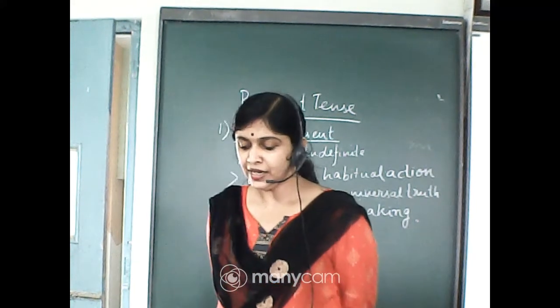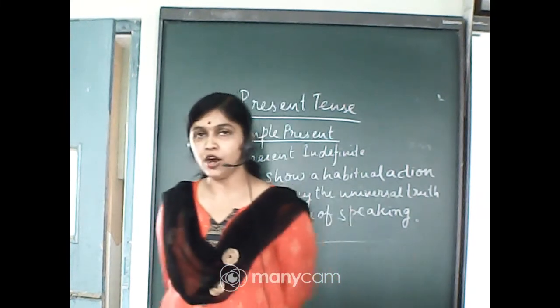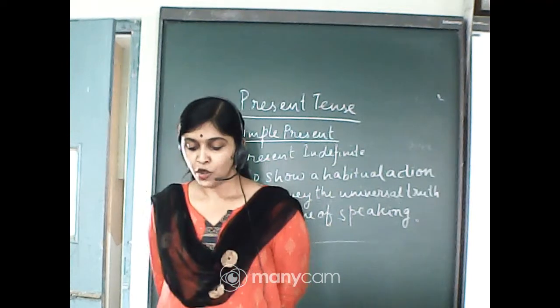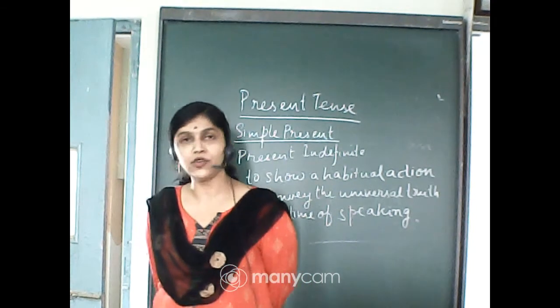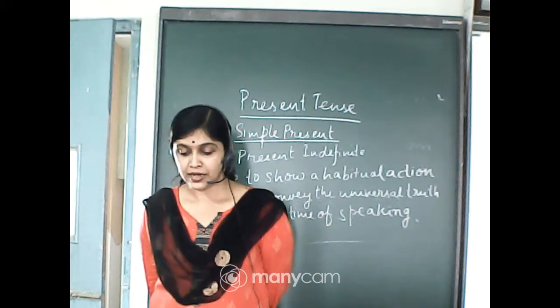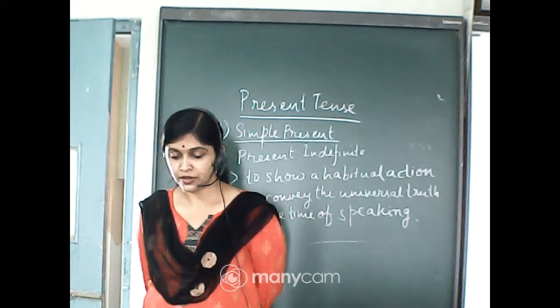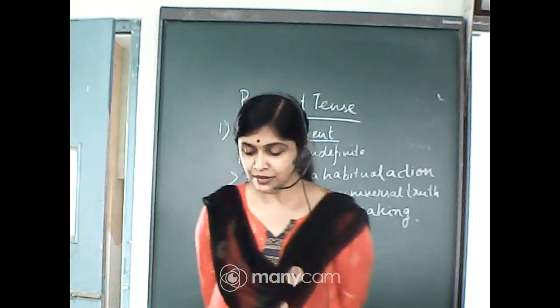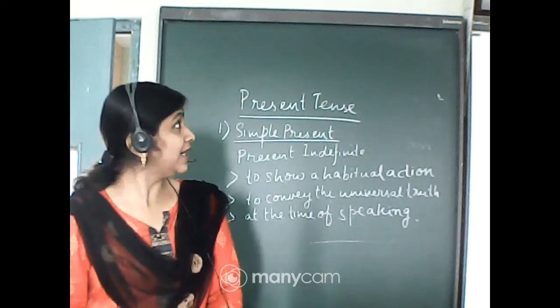Number 3, does she like to read horror stories? Number 4, do they plan to burst crackers during Diwali? Number 5, they do not want to lose the match. Done? Okay. Now come to present continuous tense.